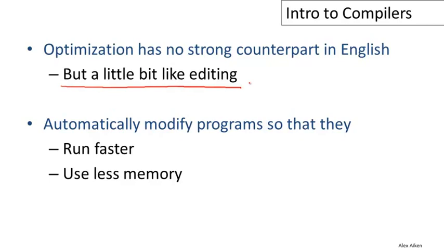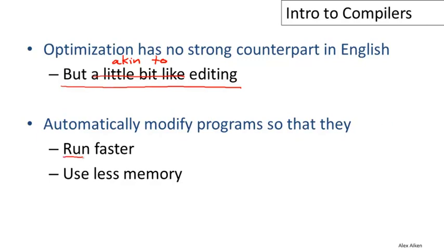So for example, I have this phrase right here, "but a little bit like editing." If I thought it was too long, I could replace the middle 4 words with 2 words, "akin to." So now it says, "but akin to editing." And that means exactly the same thing as the original phrase, but uses fewer words. And the goal in program optimization is to modify the program so that it uses less of some resource.